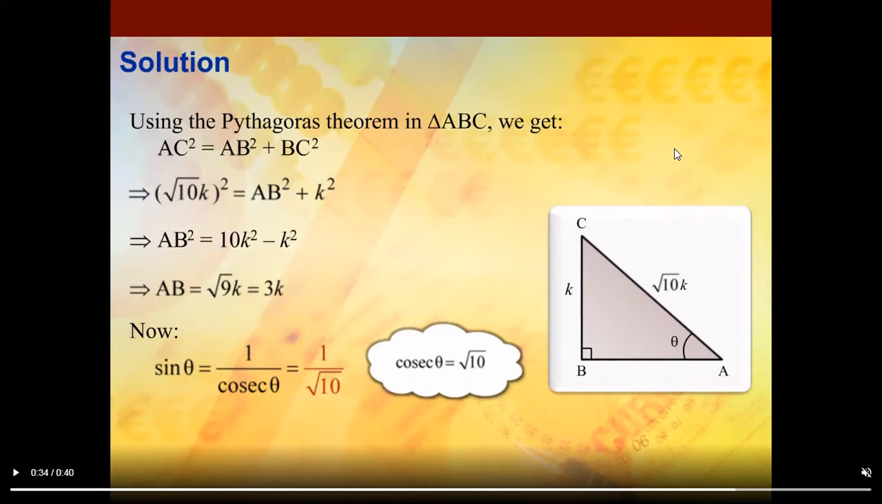So 1 over cosecant theta is nothing but 1 upon root 10. That is, sine theta deals with the side opposite to angle theta by hypotenuse. Opposite to angle theta is BC and hypotenuse is AC.